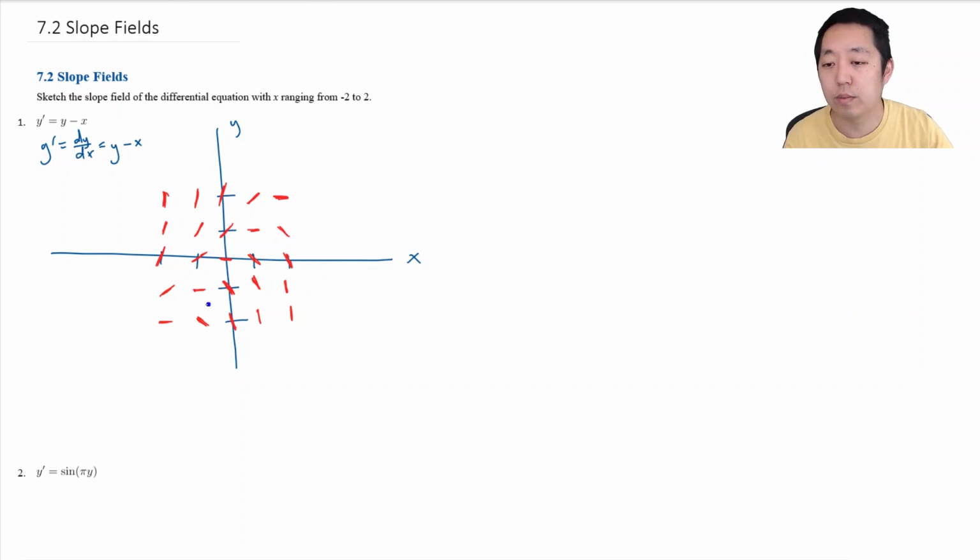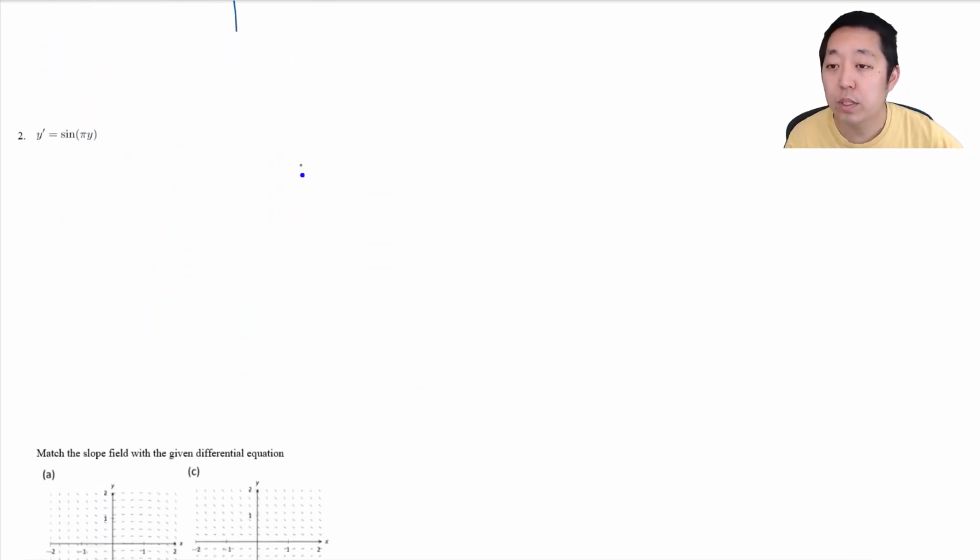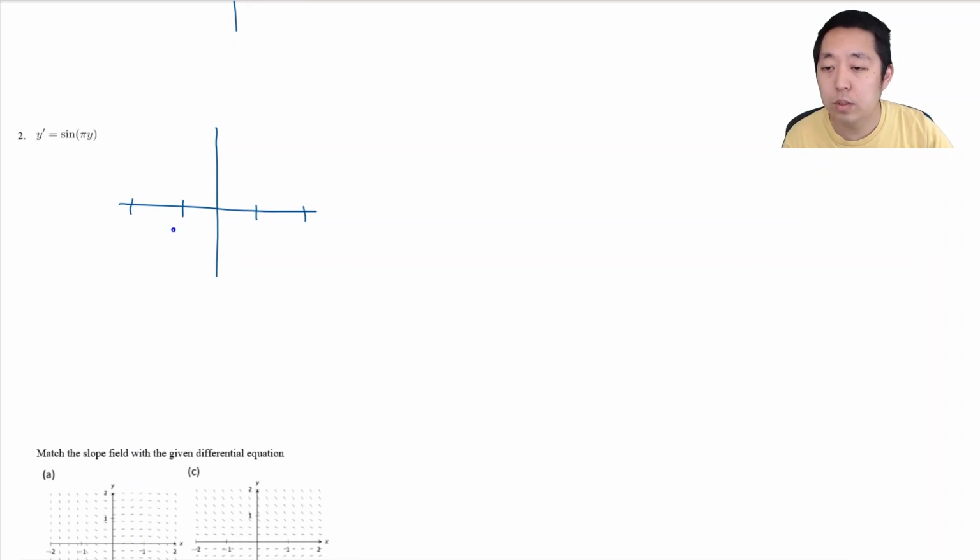Okay, so that's what the slope field looks like. It looks kind of like that for -1, -2. Okay, do the same thing here. Do 1, 2.